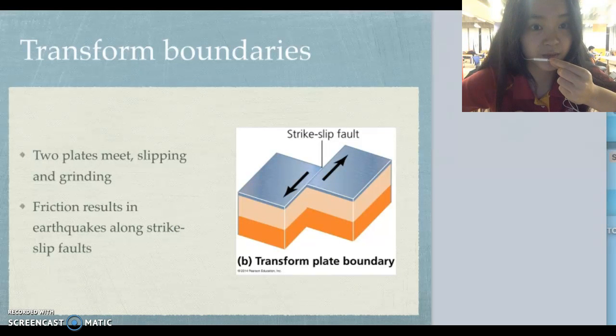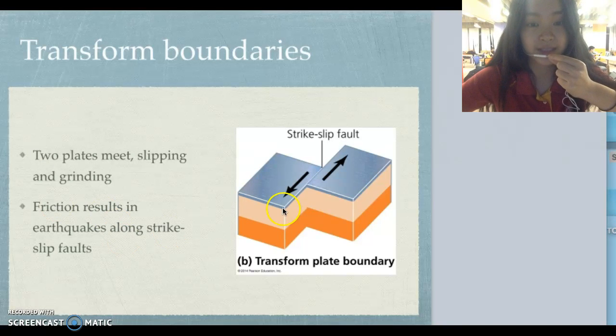So the third type of boundary, transform boundary. This is the boundary where two plates meet and they slide and grind. We can see the picture from here. And when plates do that, it results in maybe some collision. So earthquakes may happen during this process.